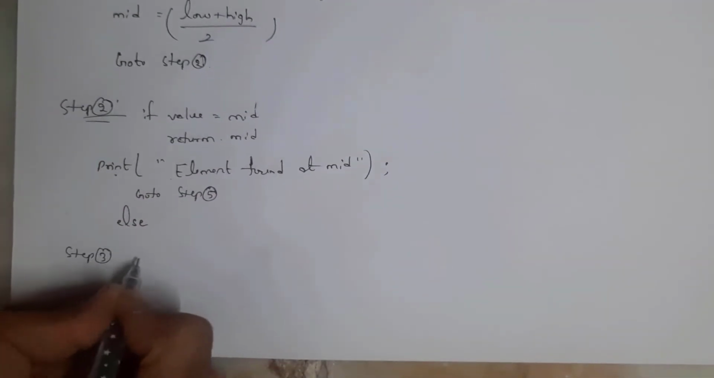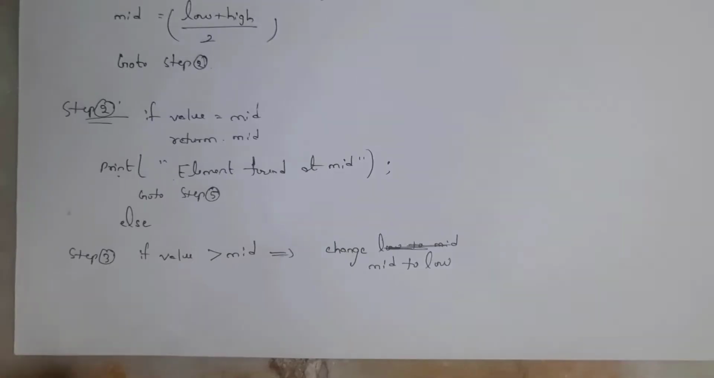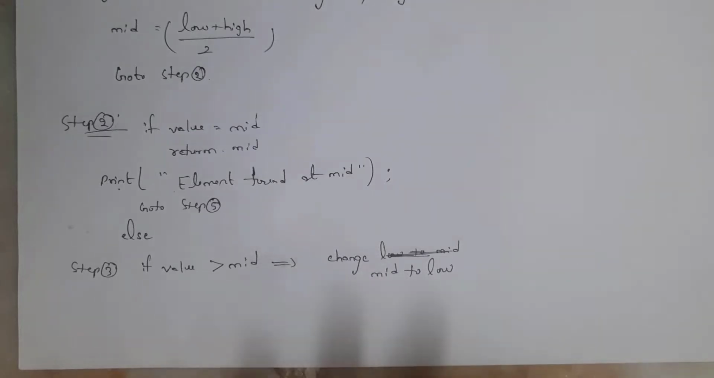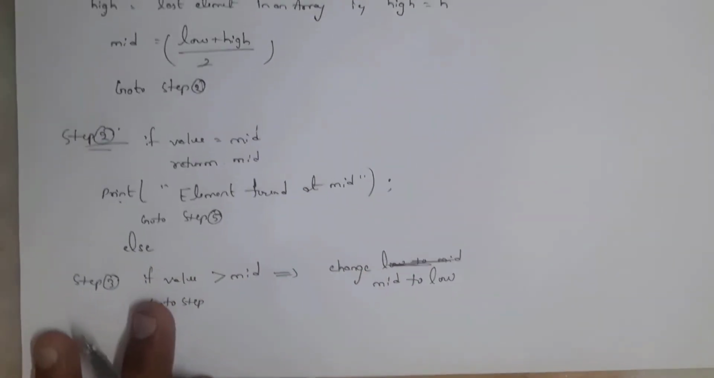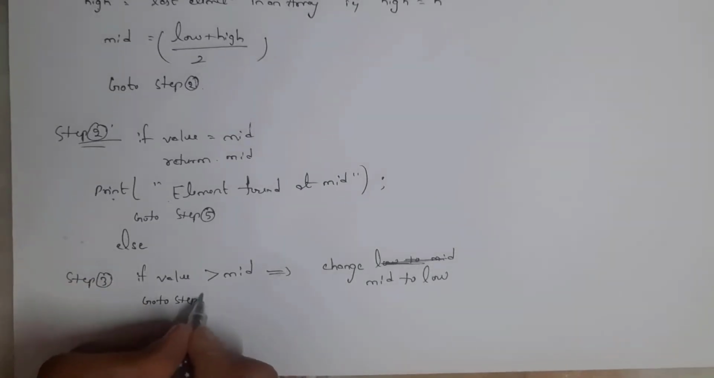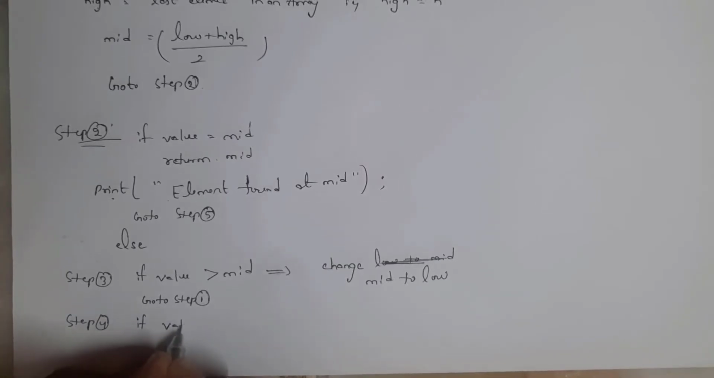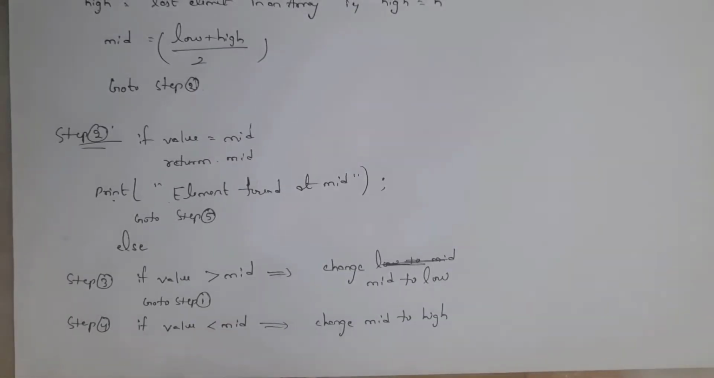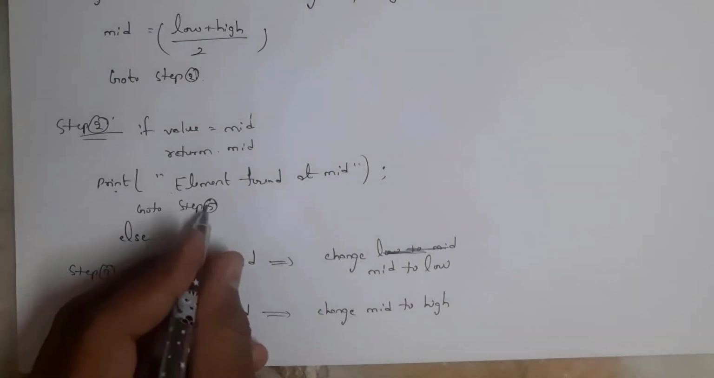That is step 3. If value is greater than mid, then change mid to low. As I already said in the previous example, after changing mid to low, again you need to apply this formula. So go to step 1. Else, in step 4, if value is less than mid, then change mid to high. After changing mid to high, again you need to calculate the mid value. So again go to step 1, and at last step 5. Step 5 is stop.